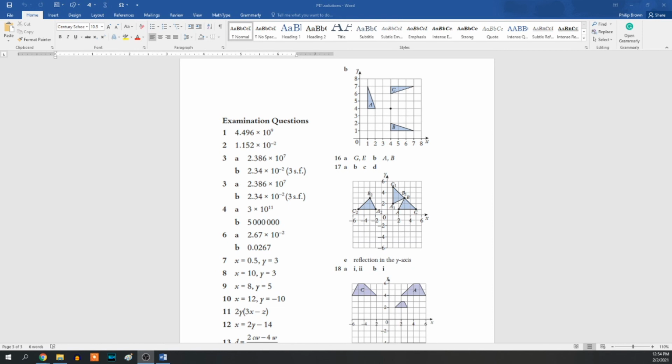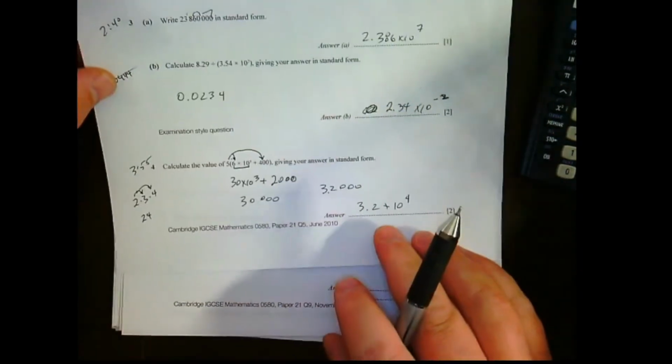Number 4, part A. 3 times 10 to the 11. Well, this is kind of strange. Oh, there's something wrong here. Because it says 4A and 5, and then 4A and B, and there's no 5. So, let me run through this question again. There's no 4B. It goes to 5.